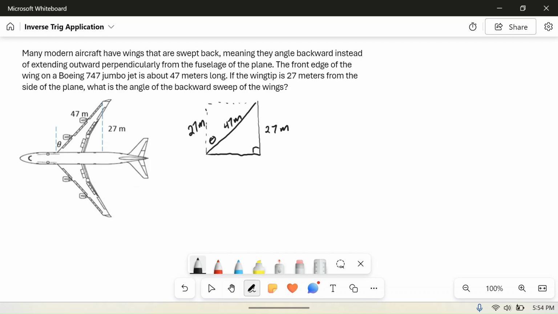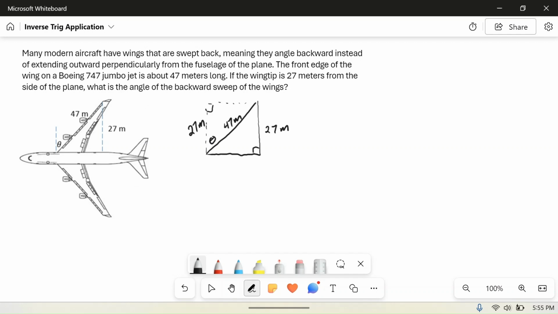So instead of looking at the triangle formed by the wing of the plane and the fuselage, the body of the plane, we can look at the triangle that's just out in the space in front of the wing. It is still a right triangle. But now we're trying to find the angle theta that's inside this triangle, and its adjacent side is 27 meters, and the hypotenuse is 47 meters. So how would we go about finding that angle theta?